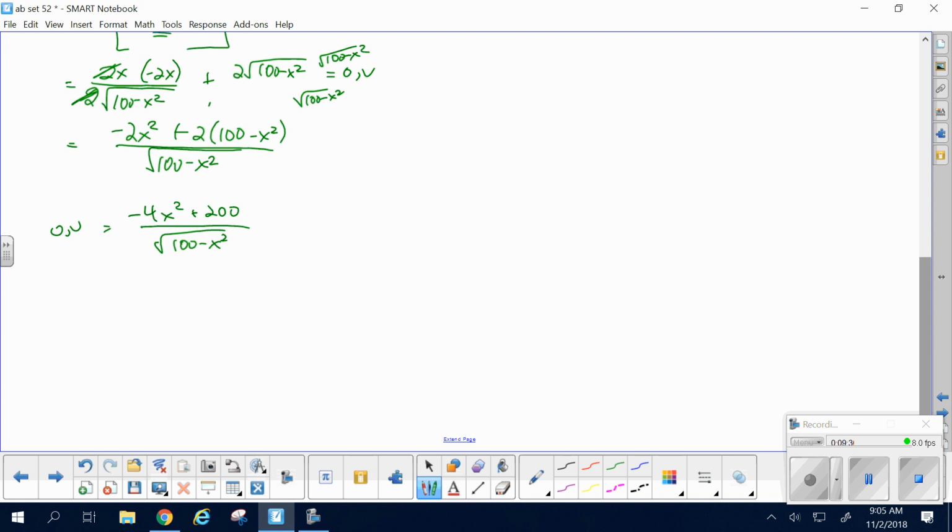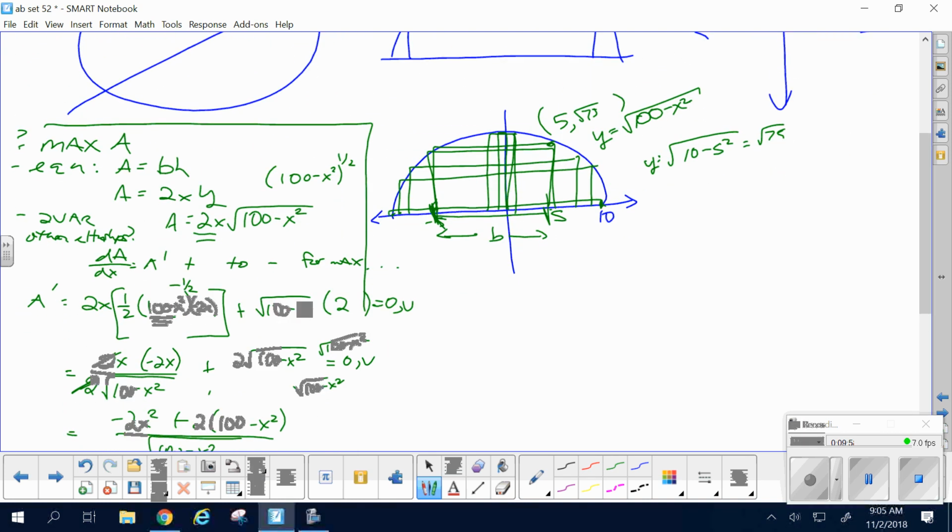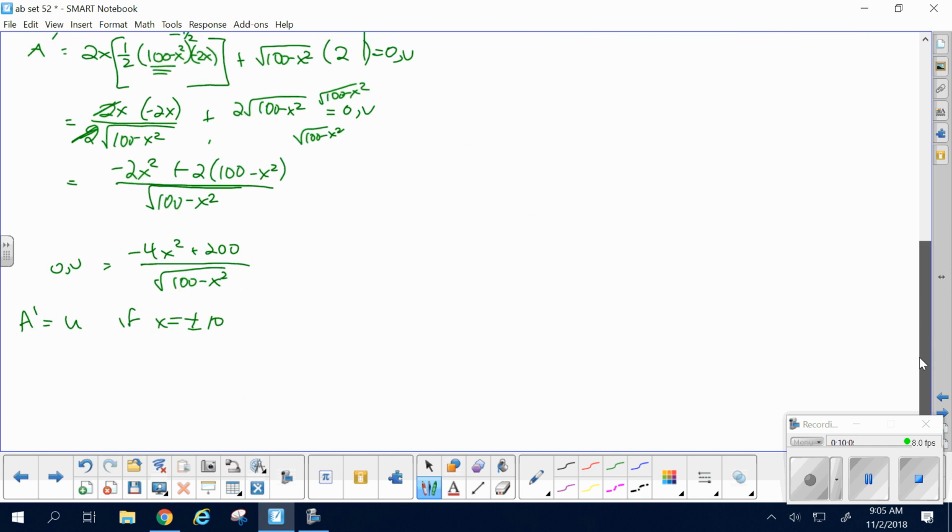Now this would be undefined. A prime is undefined if the denominator is 0, yeah? And what would cause that to happen? If x is plus or minus 10, yeah? That's actually if x goes all the way out to 10. Now that's a critical number, but it's not a max area, that's a min area. If x is all the way out here, then that's an area of 0. So that's the smallest the area can get.